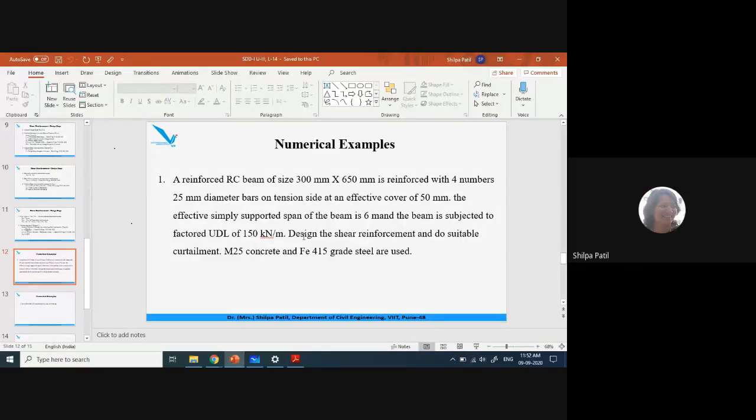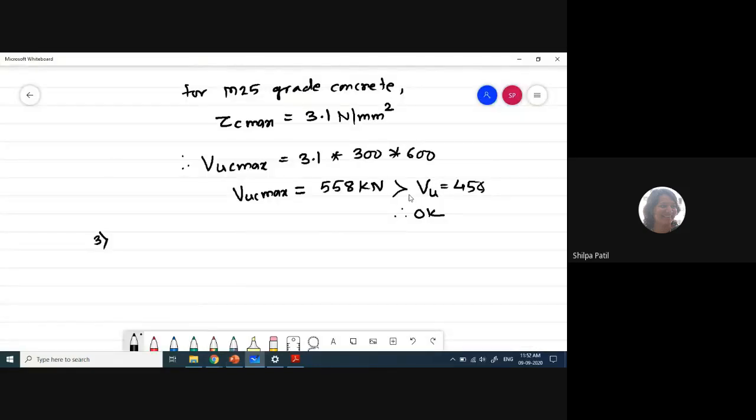Is it clear? Yes, ma'am. So actually I should not write down okay over here, or better you skip this step, because this is not correct. Truly speaking, as per the design requirements, this value should be less than VU. So you just skip this step here.